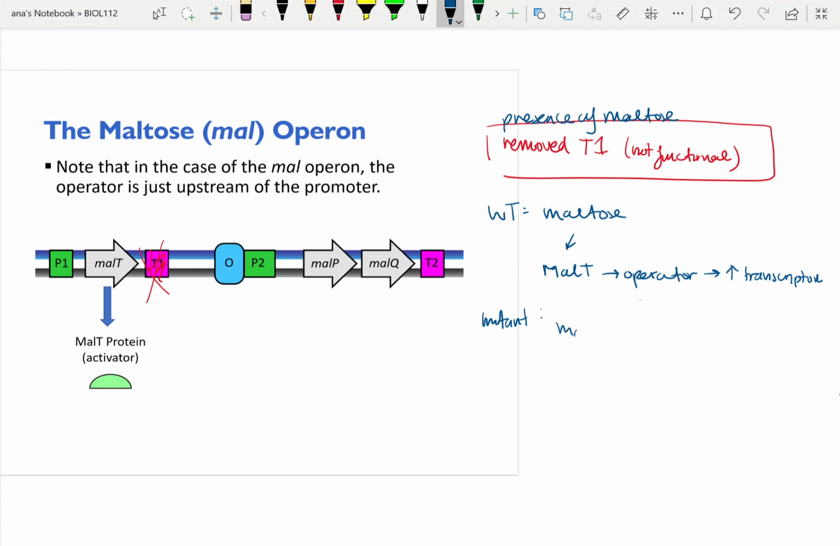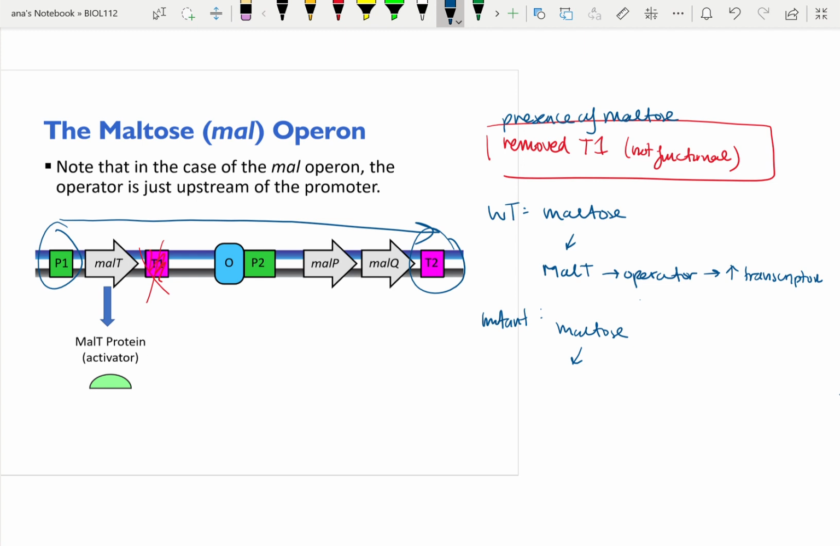And then in the mutant, okay, now we have to ask ourselves what's happening here. So we still have maltose, that doesn't change. But now in this case, are we still making MALT? Well, again, yes, we are, because we have P1 to T2. So RNA polymerase can still read all of this. So we're still making MALT even though T1 is not present.